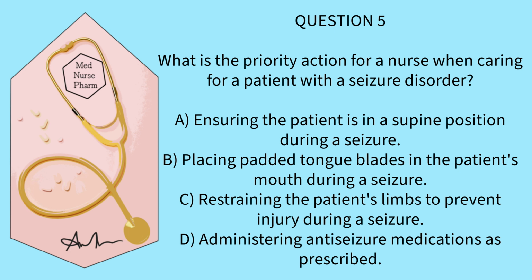Question 5. What is the priority action for a nurse when caring for a patient with a seizure disorder? Ensuring the patient is in supine position during the seizure, placing padded tongue blades in the patient's mouth during the seizure, restraining the patient's limbs to prevent injury during a seizure, administering anti seizure medications as prescribed. Pause the video and select your answer.